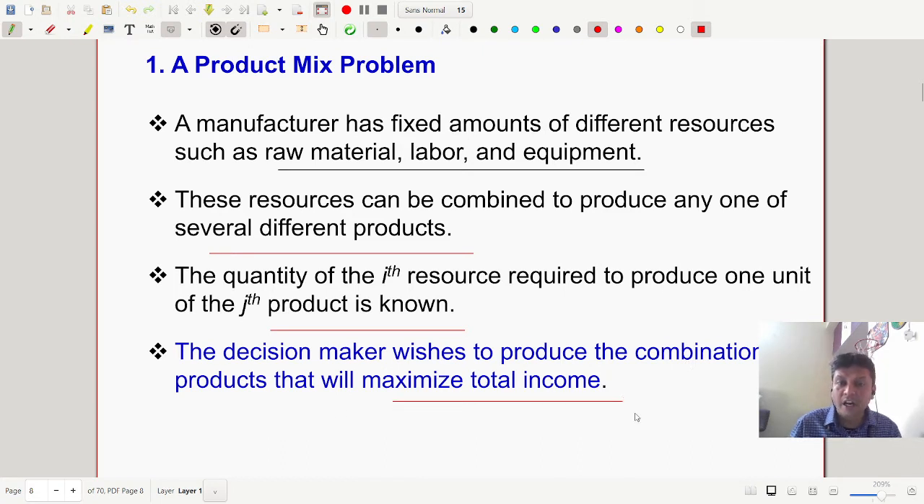Obviously, it is a company, and this is a product mix problem. So the company wants to maximize the total income with the minimum expenditure of raw material, minimum requirement of labor cost, and all infrastructure costing. He wants to minimize the costs and maximize the total profit. That is an example of a product mix problem. So we can apply LPP in this type of problem.